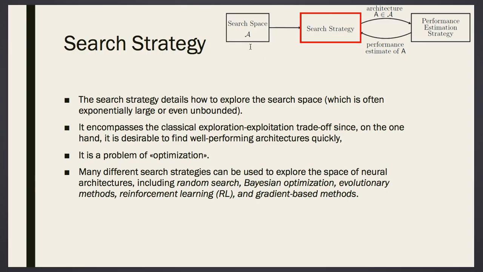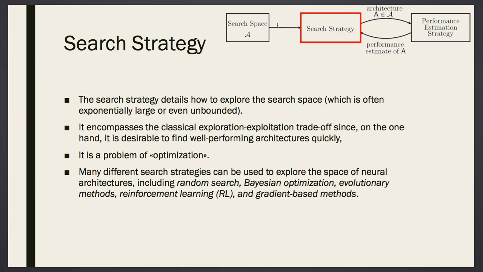So how does it change it? The search strategy details how to explore the search space, which is often exponentially large or even unbounded. I mean, there could be infinite possibilities depending on the handcrafted architecture, the structure of the search space. I shouldn't use the word architecture because architecture is like the output that this search space provides. For the mechanism inside the search space, I should maybe always use the word structure. So the structure, the mechanism of the search space will provide an architecture.